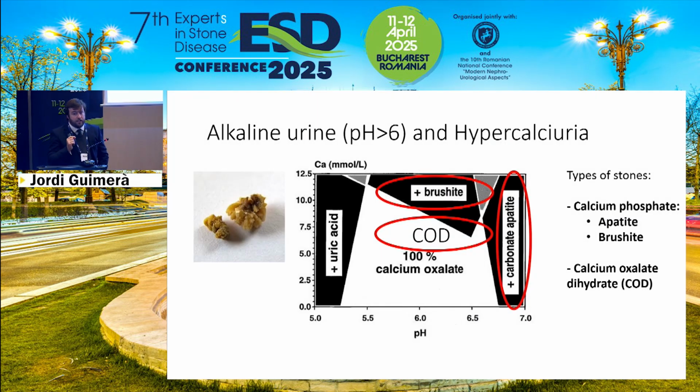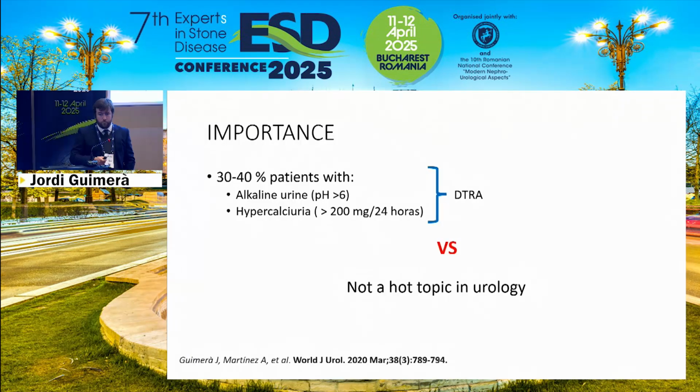So if we have alkaline urine and hypercalciuria, we are going to have two types of stone: calcium phosphate stones and calcium oxalate dihydrate. So if we have a patient with calcium oxalate monohydrate or uric acid stones, they are not going to have distal acidosis for sure. We need the patient to have calcium phosphate stones or calcium oxalate dihydrate.